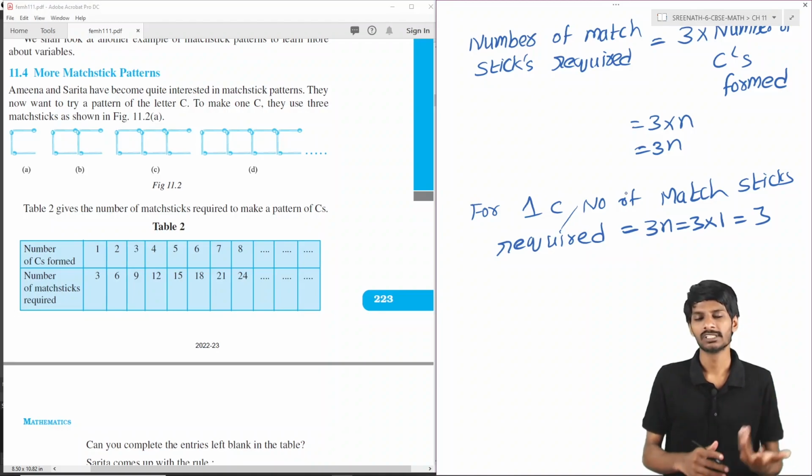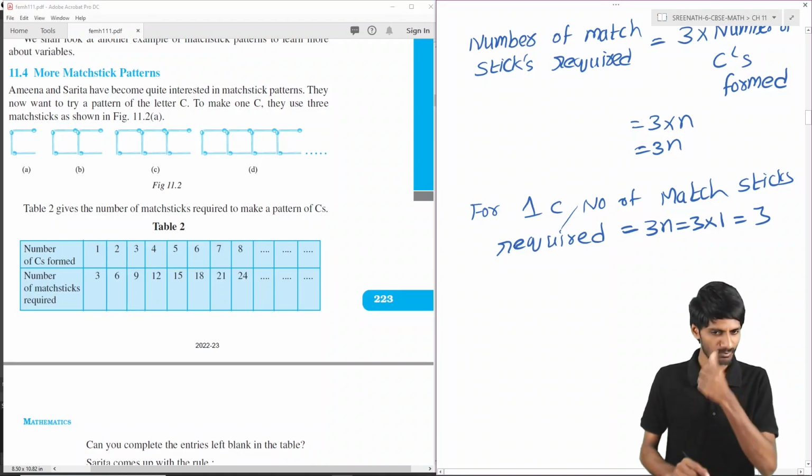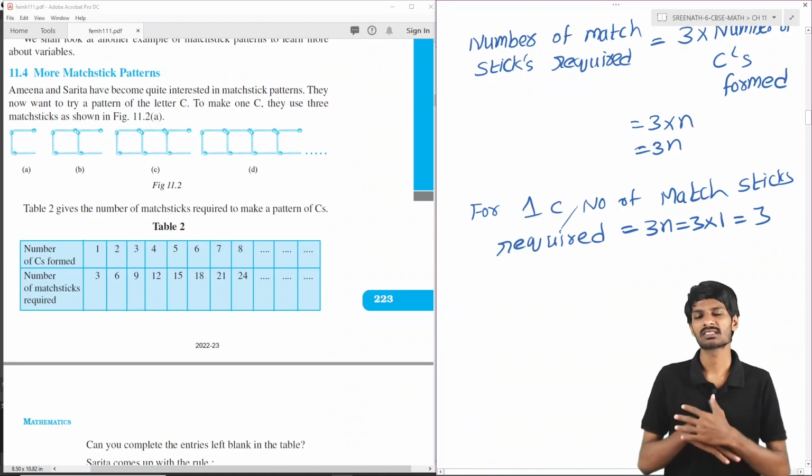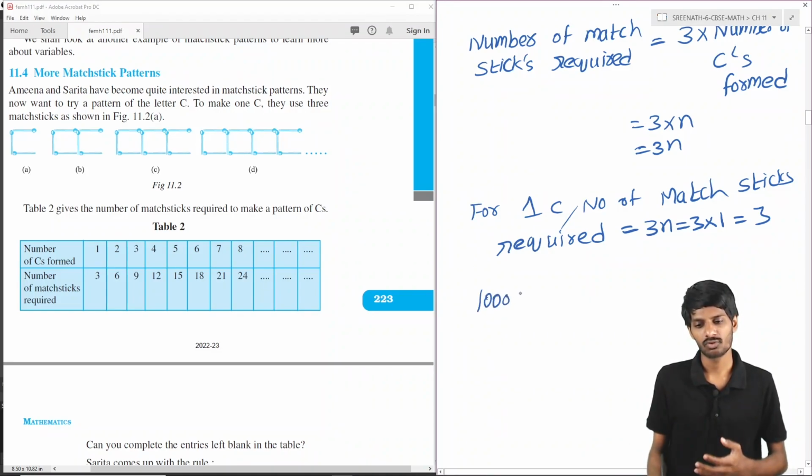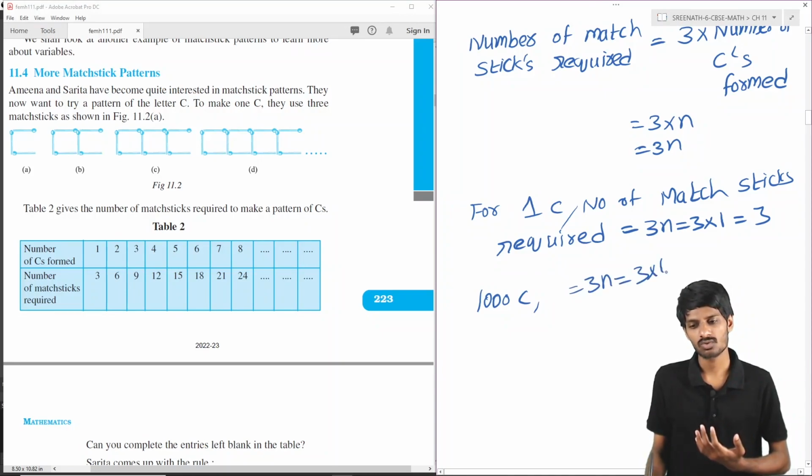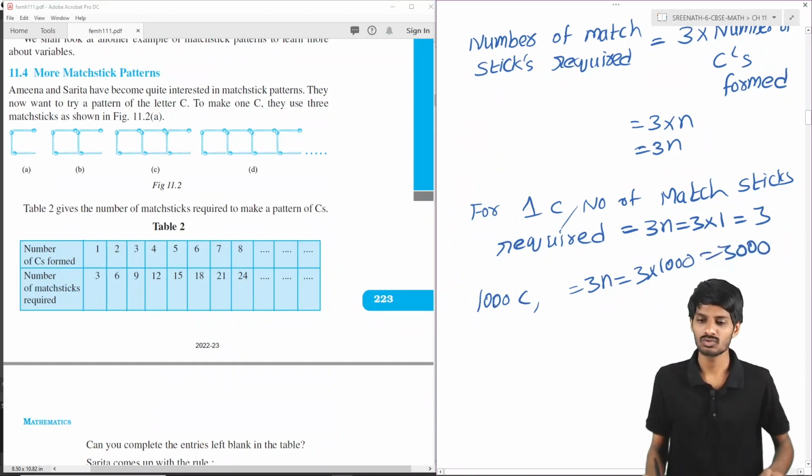representing the number of C's formed. Here the n value is continuously changing. Here n is a variable. So with the help of this, for 1 C, or even for 1000 C's, if you want to make 1000 C's, how many matchsticks are required? That is equal to 3 into n, that is equal to 3 into 1000, that is equal to 3000 matchsticks. So it is a powerful tool, students.